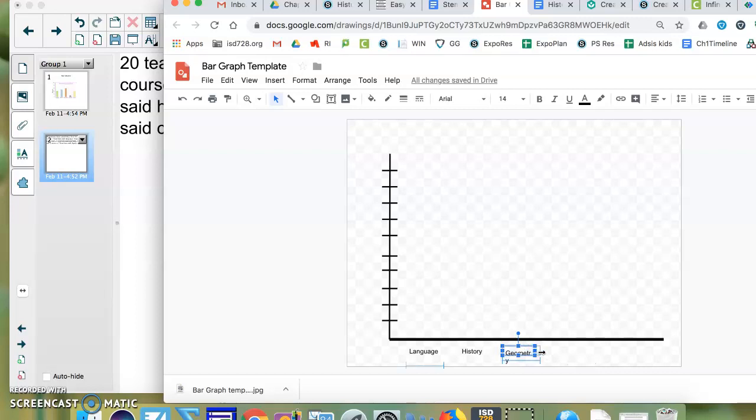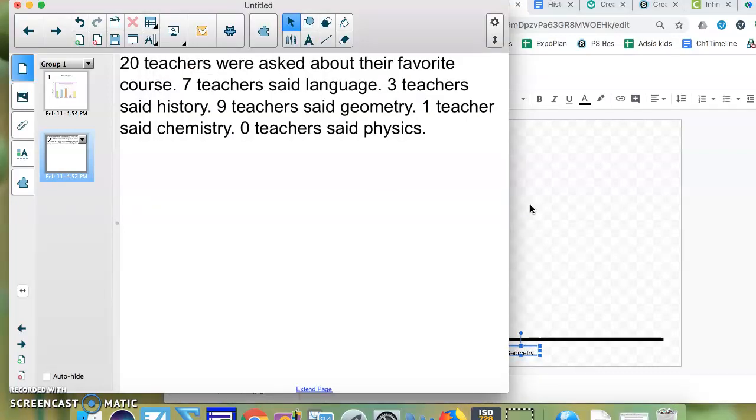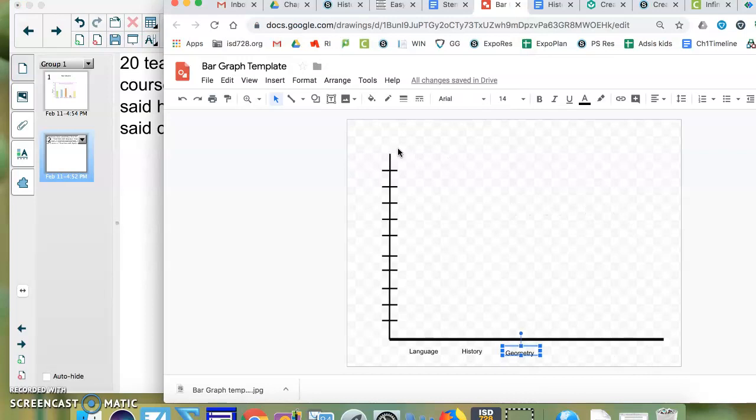And then we had chemistry and physics. So chemistry. And then physics. Okay, so I've now got my labels. I'm going to draw a bar for each of them. I'm just going to move this up a little bit so it looks nicer.